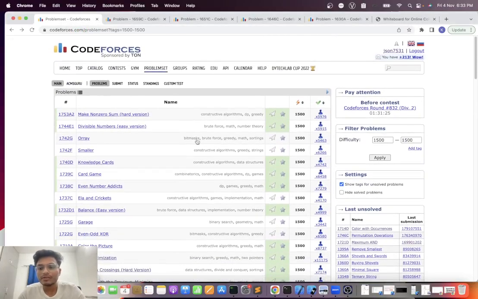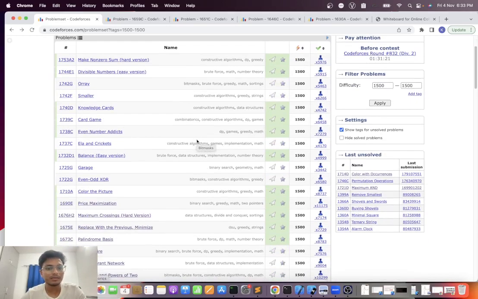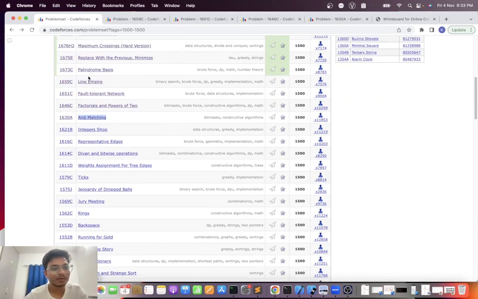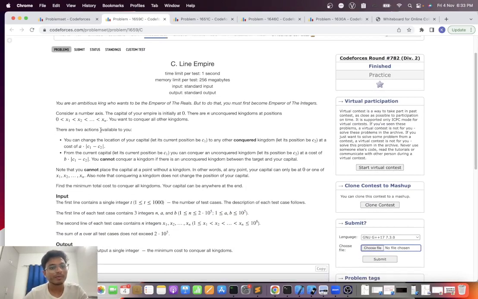So today we are going to solve a Codeforces problem of difficulty level 1500. I'm solving these four problems: 1659 to 1630. Okay, this is the first problem. You are an ambitious king who wants to be emperor of the reals, but to do that, you must first become emperor of integers. Consider a number x: the capital of the empire is currently at x0.